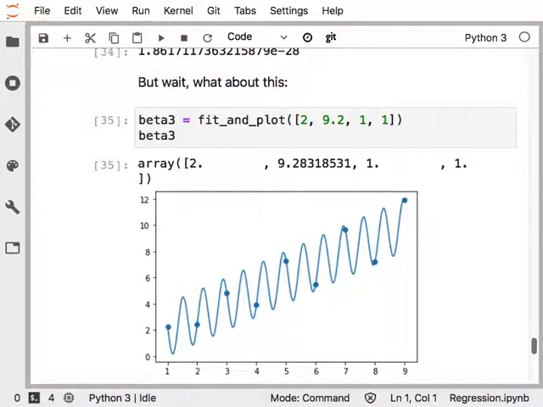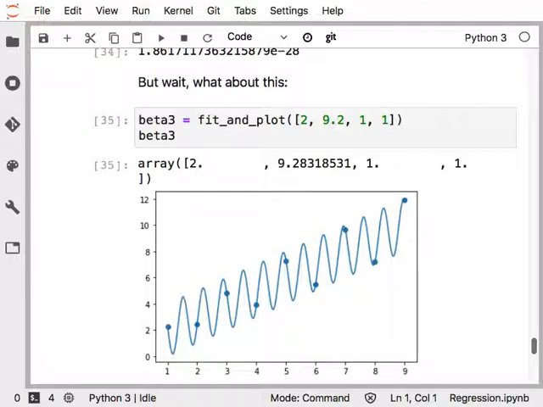Would you know, if you saw that result, that you hadn't got the right values? But they're the wrong values. Provably they're the wrong values. We know the correct answer is 2, 3, 1. This is 2, 9, 1, 1. It's not right. Okay? This is the bad.